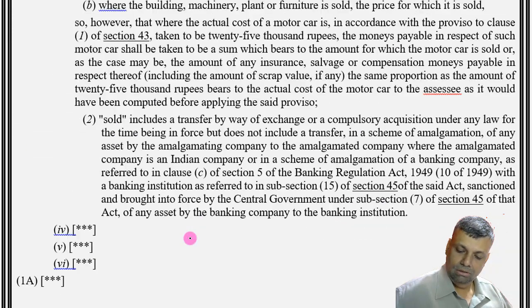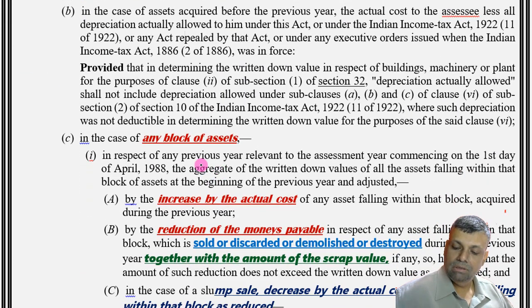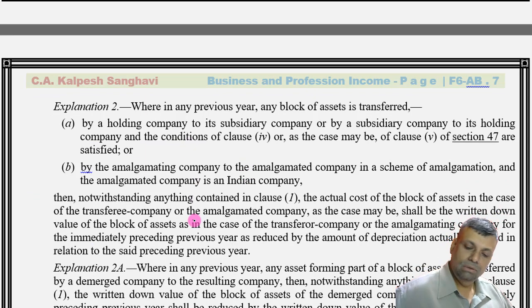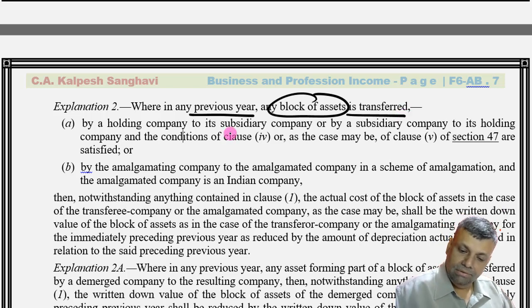One second, let me scroll. See, this is your definition of the WDV under section 43(6)(c). Under this 43(6)(c), this is a block of asset, and here we have a variety of explanations. You see this explanation where in the previous year the block of asset is transferred. That is the language and that is the difference which is not there as far as the question is concerned. That is the reason we have used the ratio of number of days. Now here, subsidiary, amalgamation, all these situations are there.